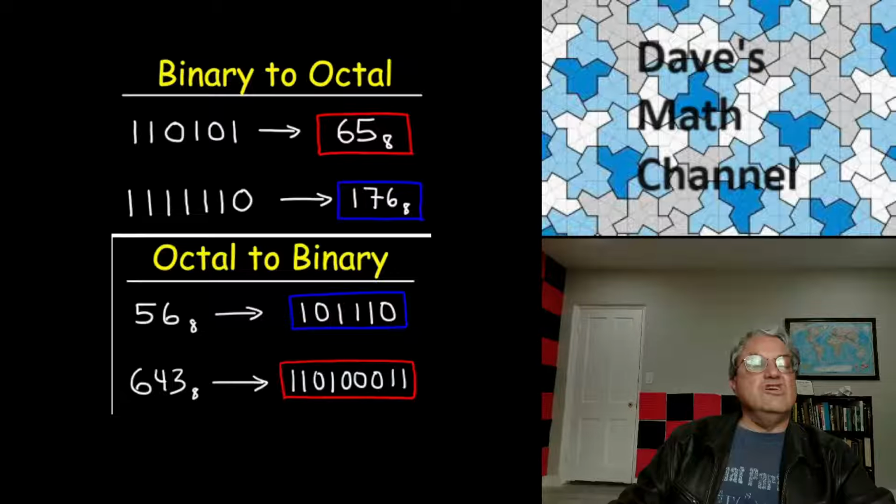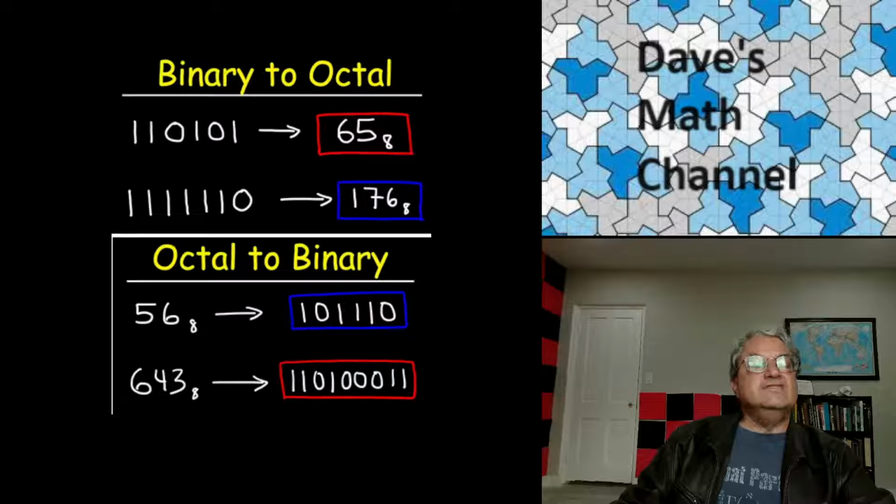But it's just as easy to go the other way. You just use the code the other way. 56 in octal, since 5 is 101 in binary, that's your first 3 bits of the number. And then since 6 is 110, those are your last 3 bits. So 56 in octal is 101110 in binary.